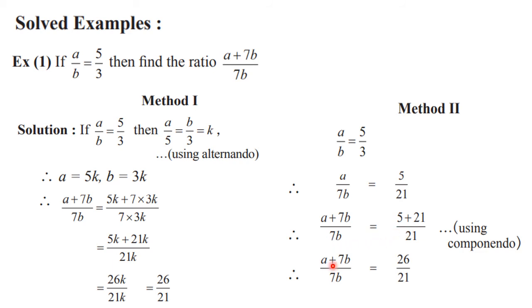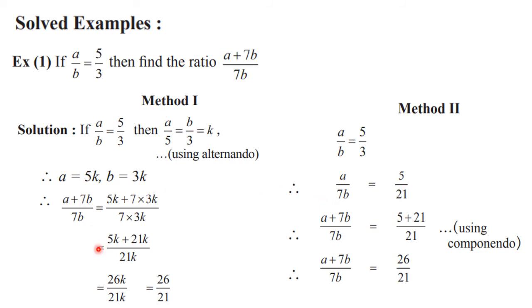So now the left hand side will be a plus 7b upon 7b. But here we can add 21 to 5 and write down 26 in the numerator and denominator as it is, 21. So what you can observe is the answer is the same. So this problem can be solved by using both the methods.